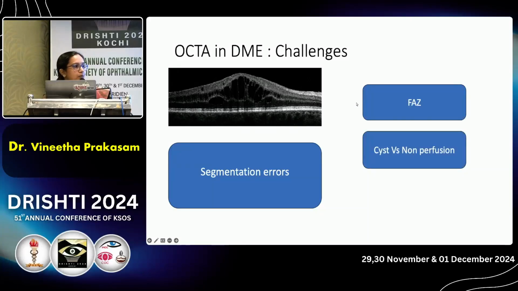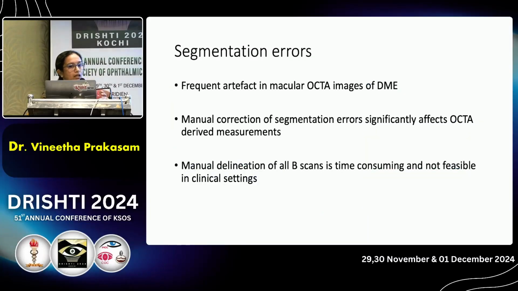Then you will have to differentiate between a cyst and a non-perfusion area, because since there are a lot of cysts, the cyst can cause mechanical movement and displacement of the vessels, and it can also shadow the underlying structure. So a cyst can appear as a non-perfusion, leading to a spuriously high FAZ value. Then microaneurysms are also important. I'll come to that. Now, regarding segmentation errors, it is a frequent artifact in macular OCTA images of DME. Manual correction of segmentation errors has been shown to significantly affect OCTA-derived measurements. However, manual delineation of all B scans is time consuming and it is not feasible in clinical settings.